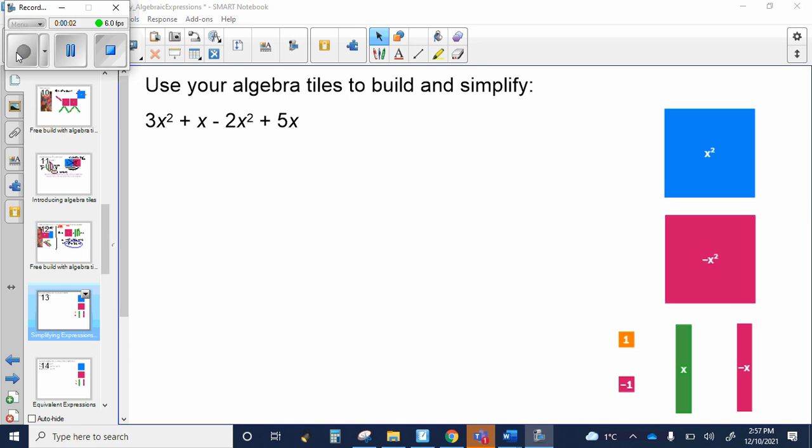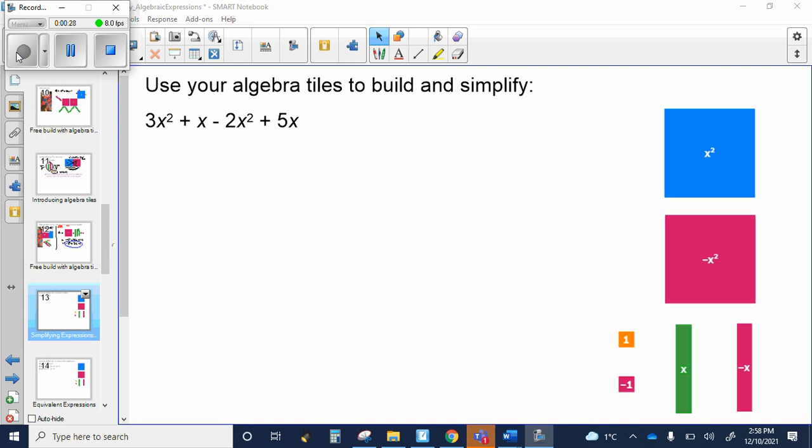Welcome back, everybody. This is video 3 in our series on creating, comparing, and simplifying algebraic expressions. In the last video, I showed you how to represent expressions using tiles, and then how to simplify those expressions. So we're going to do the same thing here.